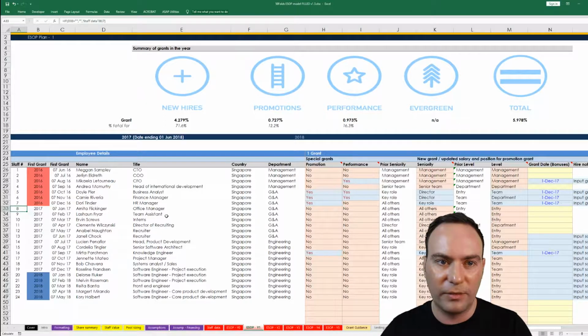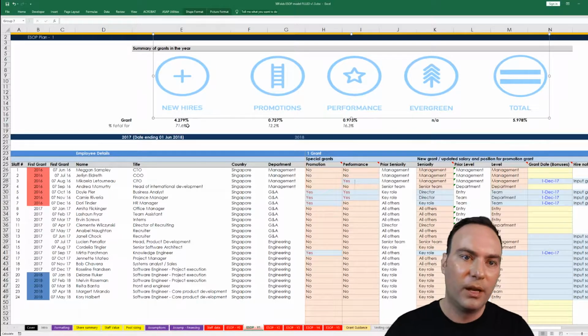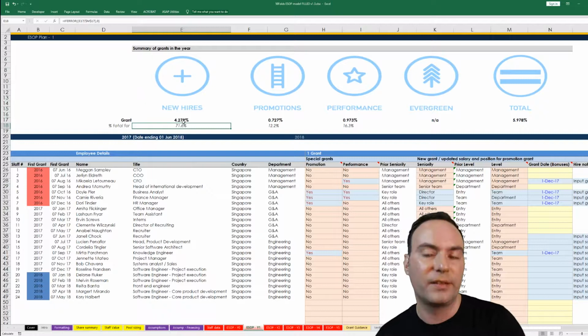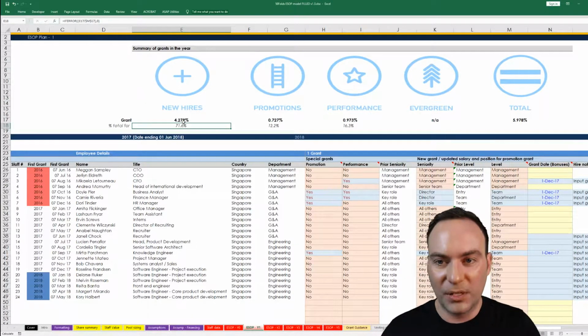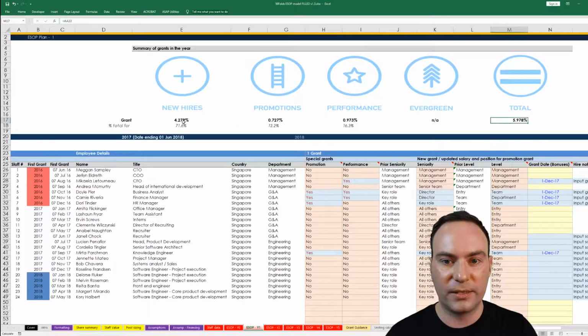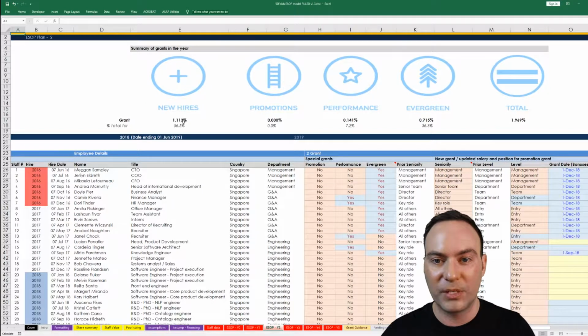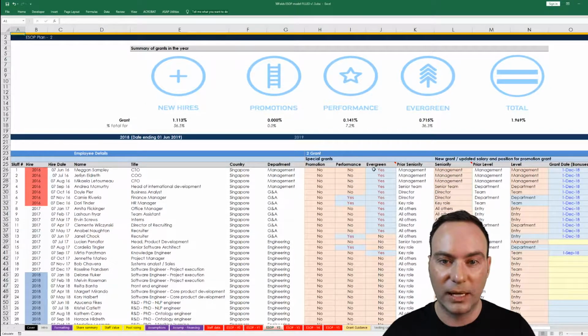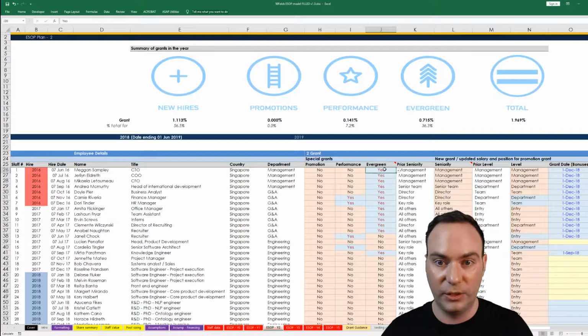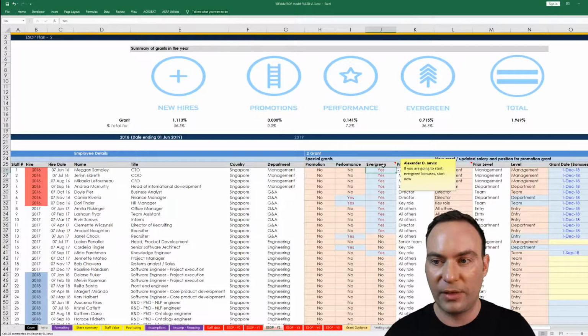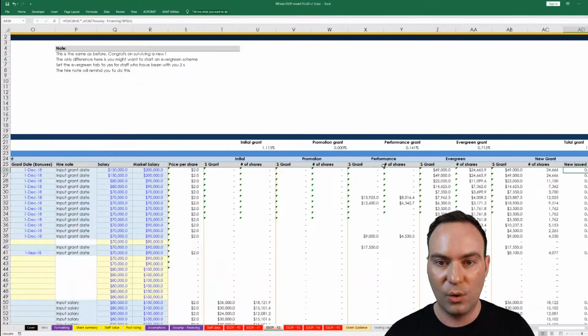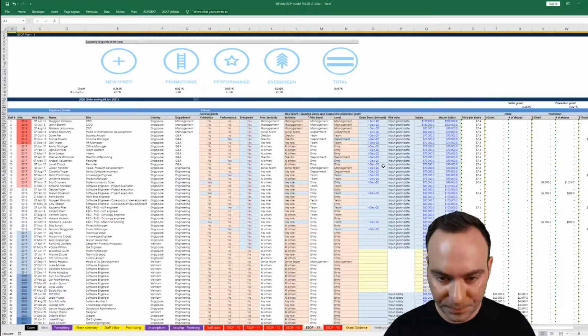It has a little fancy graphic up here, which just tells you for the new hires, promotions, performance, evergreens, and then the total, how much is happening in that year. Now, the other sheets are exactly the same, with the exception that we have evergreen grants now, which start effectively in ESOP year 2. Otherwise, everything is exactly the same for all of these sheets.